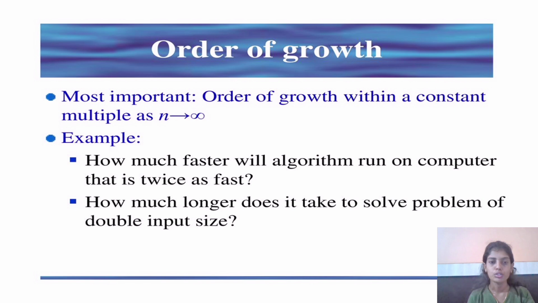Order of growth. Most important is the order of growth within a constant multiple as n tends to infinity. Example: how much faster will an algorithm run on a computer that is twice as fast? How much longer does it take to solve the problem of double input size?